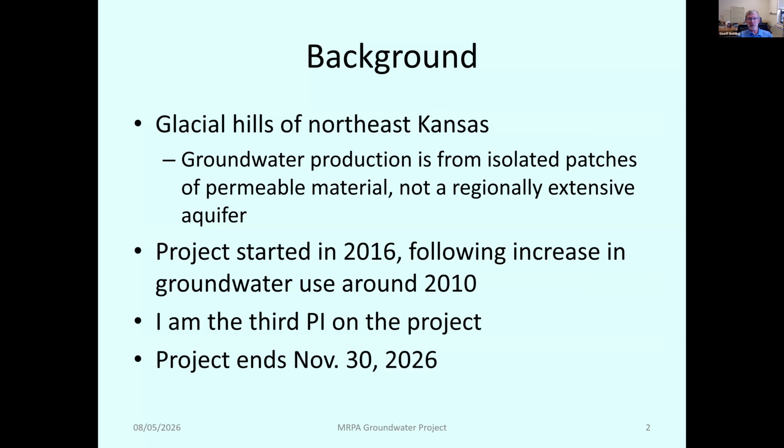So we're talking about the glacial hills of northeast Kansas. And just to put a conclusion first, groundwater production in the area is from isolated patches of permeable material, not what you would really think of as a regionally extensive aquifer. So it's a very different setting from, for example, the High Plains Aquifer out west. The project started in 2016 following an increase in groundwater use around 2010, and I'll be talking about the groundwater use in a little bit. And just as another point of background, I'm the third PI on the project, following Jordi Batlle-Aguilar and then Andrea Brookfield. So I took it over from Andrea when she left the survey. And the project will end at the end of this coming November.